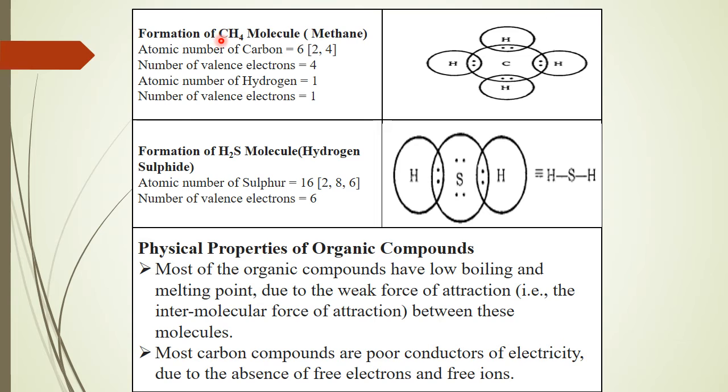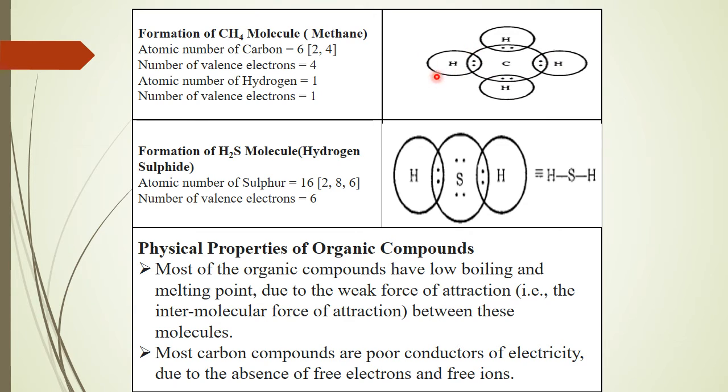Then we have the hydrocarbons. First one, formation of the methane molecule. Methane. The atomic number of carbon is 6. The atomic number of hydrogen is 1. So how has it shared? Carbon has shared 1 electron with this hydrogen, and 1 here, 1 here, 1 here.